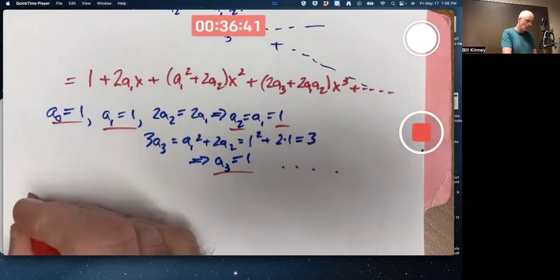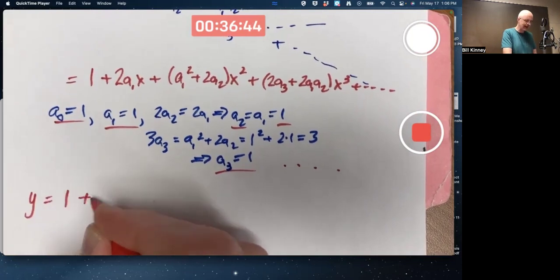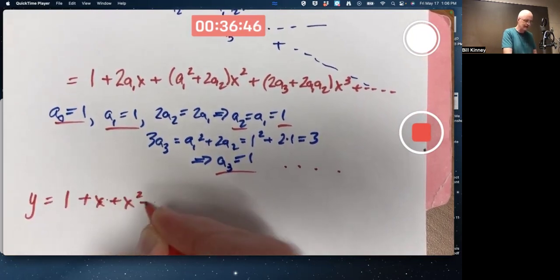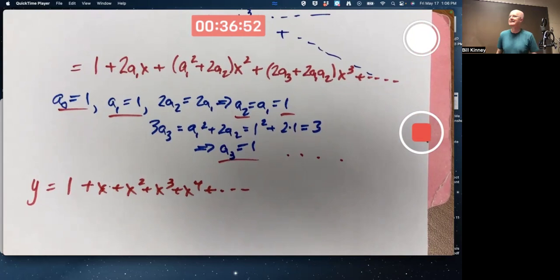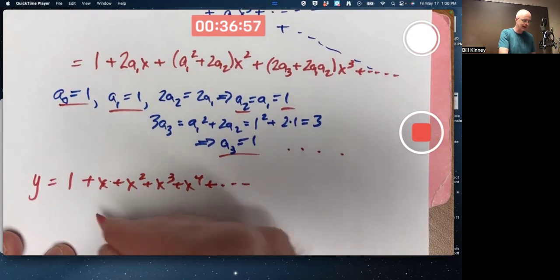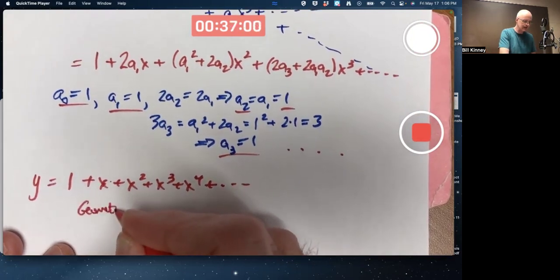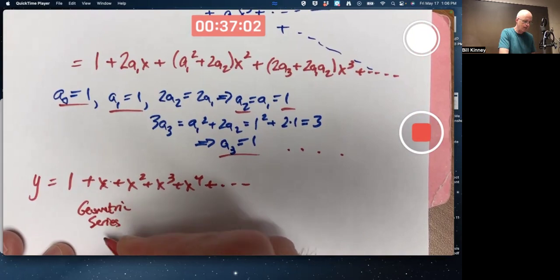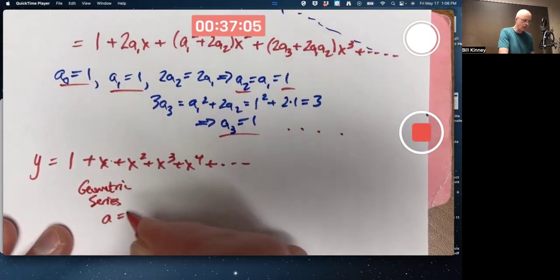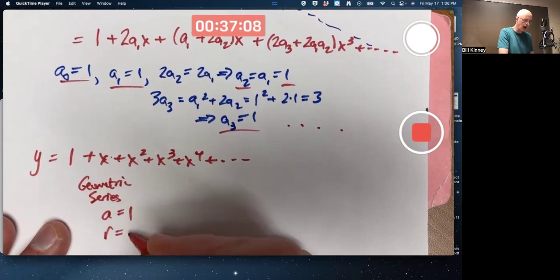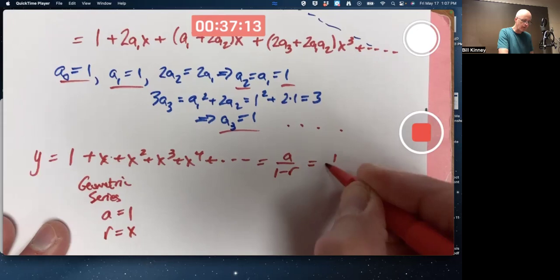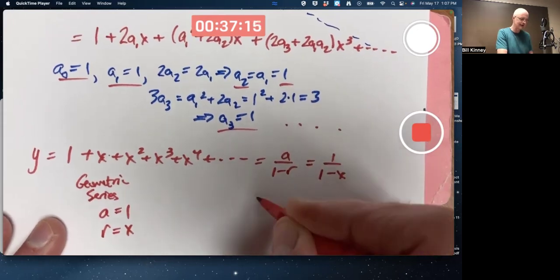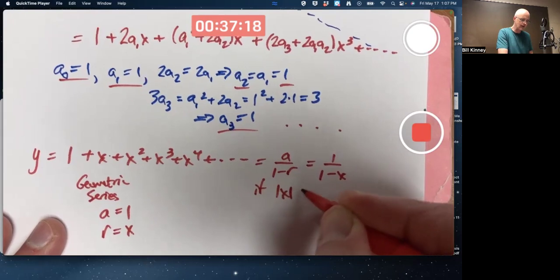So y must be 1 plus x squared plus x cubed plus x to the fourth forever and ever. Doesn't that look familiar? I hope. That's a geometric series with leading coefficient 1 and common ratio r equals x. It converges to a over 1 minus r, which is 1 over 1 minus x, if the absolute value of x is less than 1.